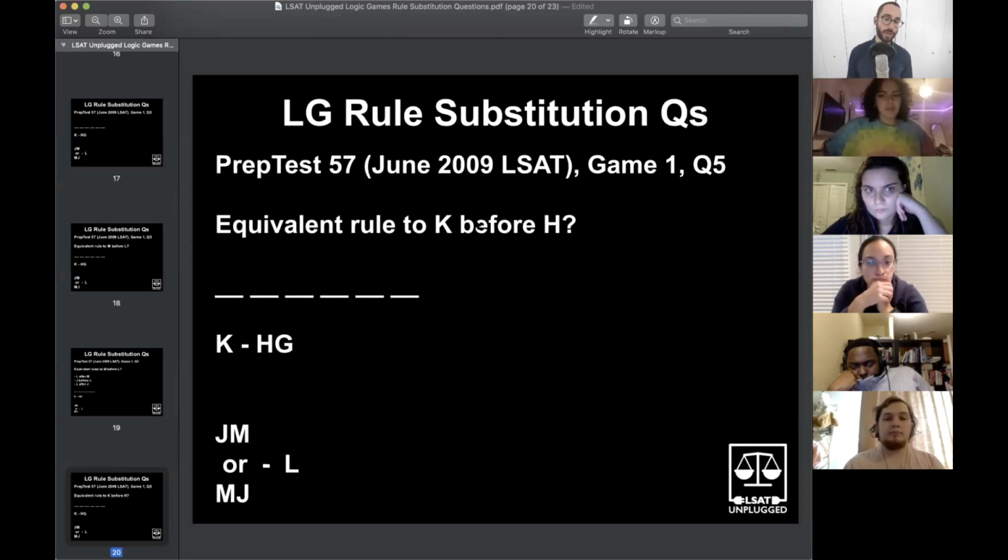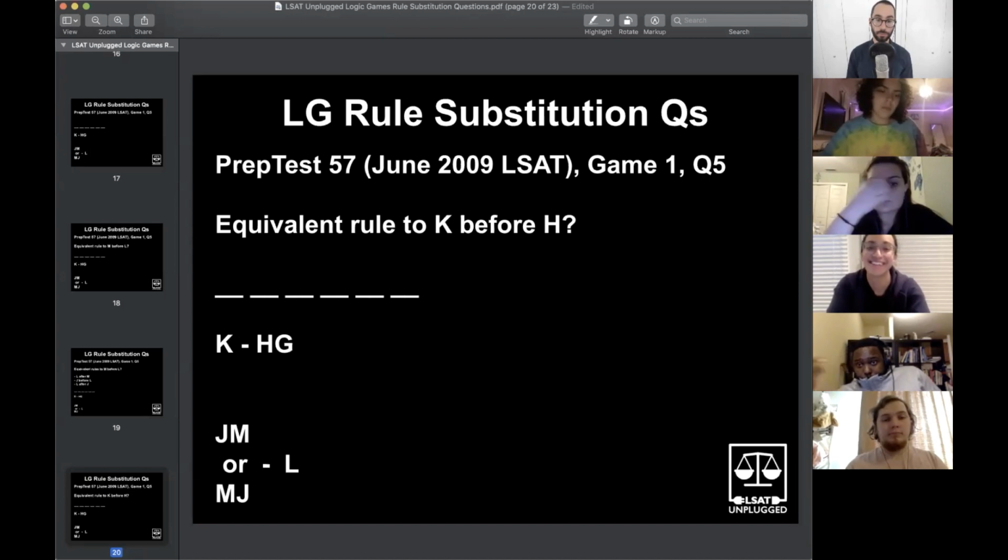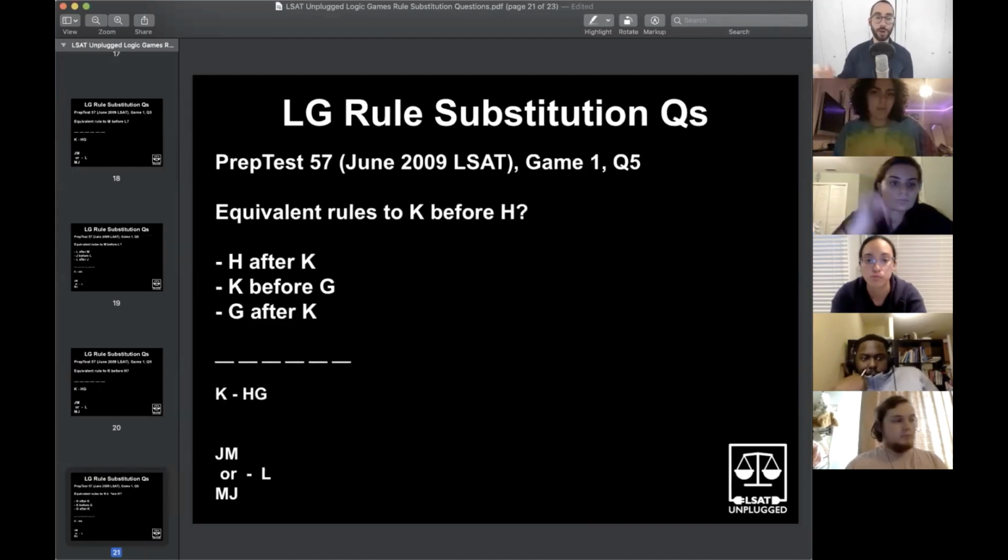Now, I was thinking that we could also think about an equivalent rule to K before H. What would have the same meaning, or same consequence, but look a little bit different? H after K. Yeah, fantastic. Anything else? Nice. A lot of folks saying G after K. Yeah, G after K works as well because H and G are a block. You're not going to be able to insert K in between H and G. That's not possible because HG is a block. So if you say G is after K or K before G, it's going to end up with the same result.